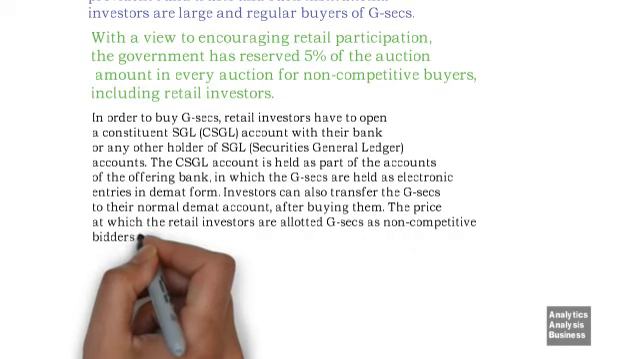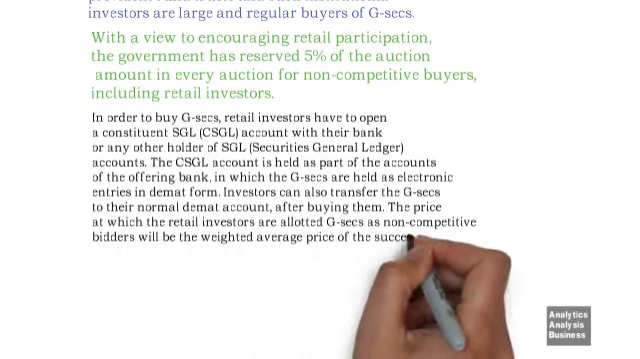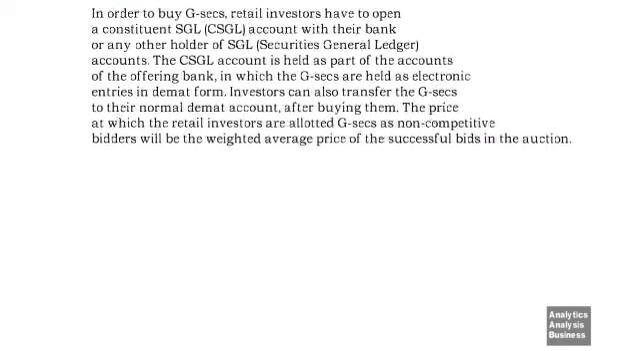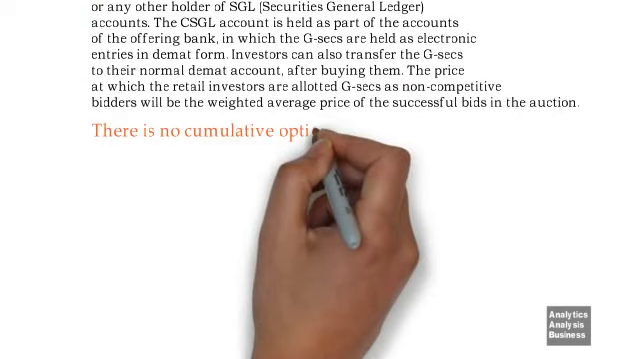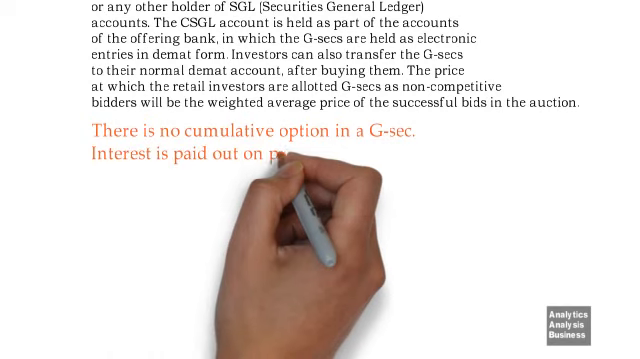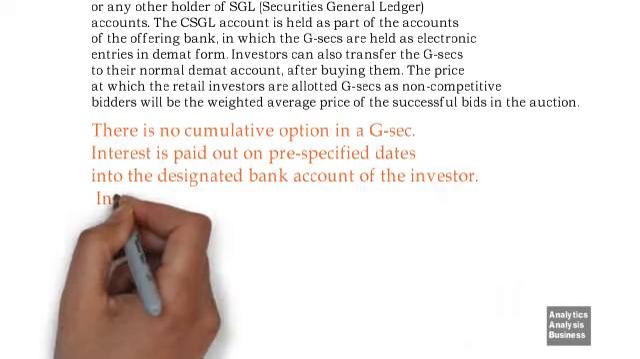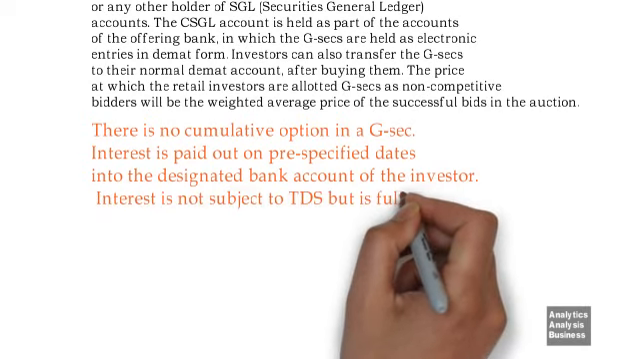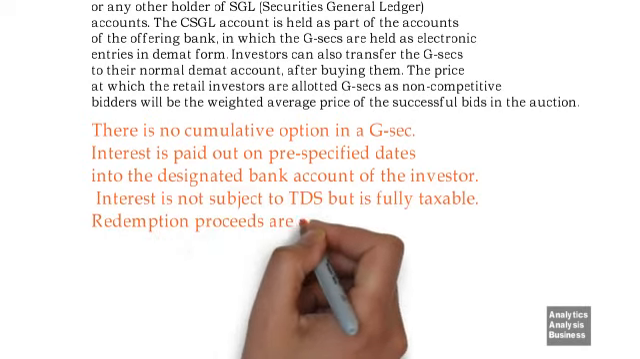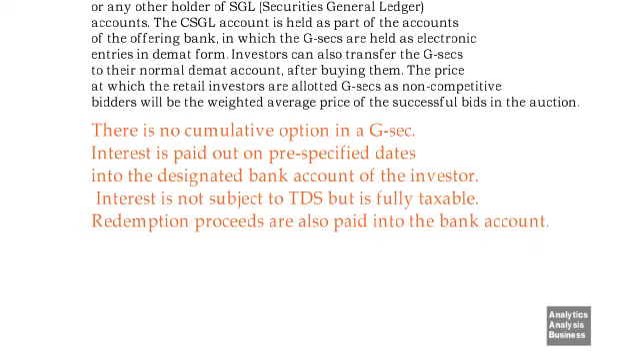The price at which the retail investors are allotted G-secs as non-competitive bidders will be the weighted average price of the successful bids in the auction. There is no cumulative option in a G-sec. Interest is paid out on pre-specified dates into the designated bank account of the investor. Interest is not subject to TDS but is fully taxable. Redemption proceeds are also paid into the bank account.